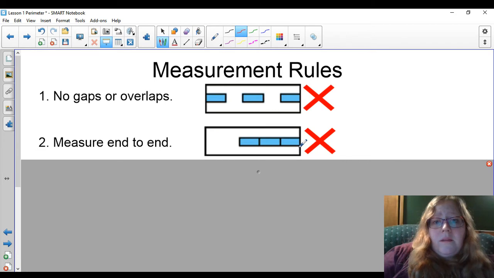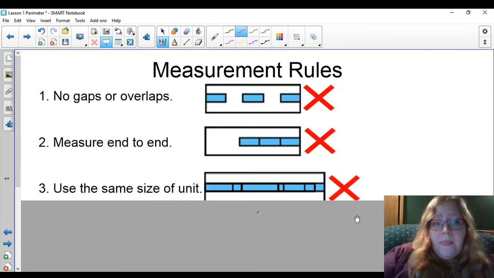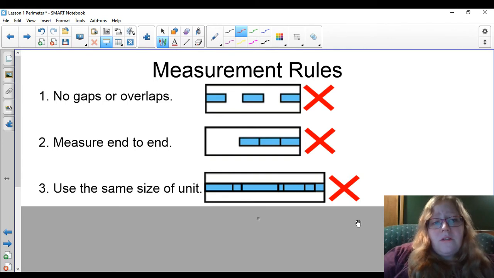We need to measure end to end. So we need to stretch our manipulatives all the way out, our cubes or whatever we're using, all the way out to both sides of the object. And we need to make sure the units are the same size. So whatever we're using, whether it's noodles or Q-tips or Lego or dinky cars or whatever you're using, make sure they're the same size. We can't have different size units or it's not an accurate measurement.